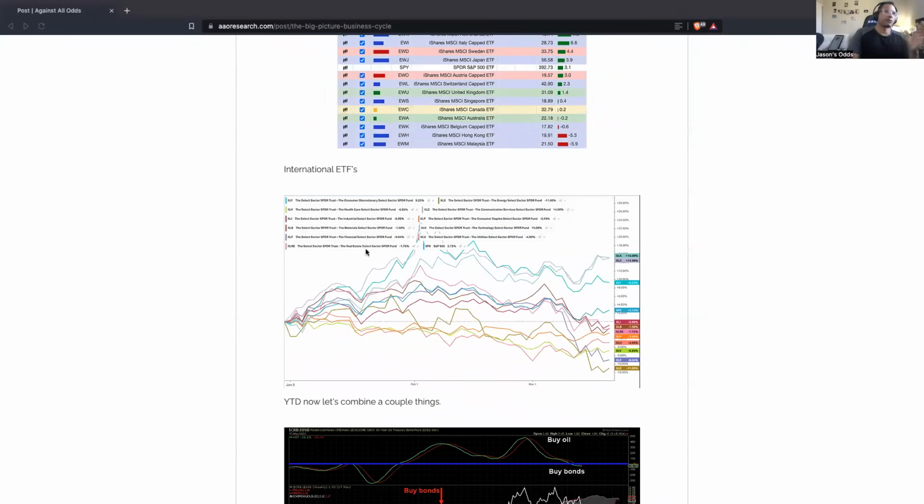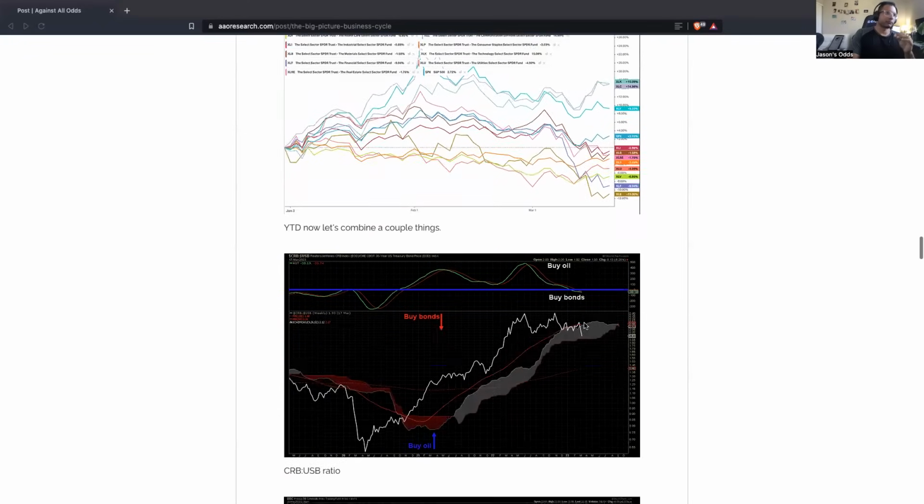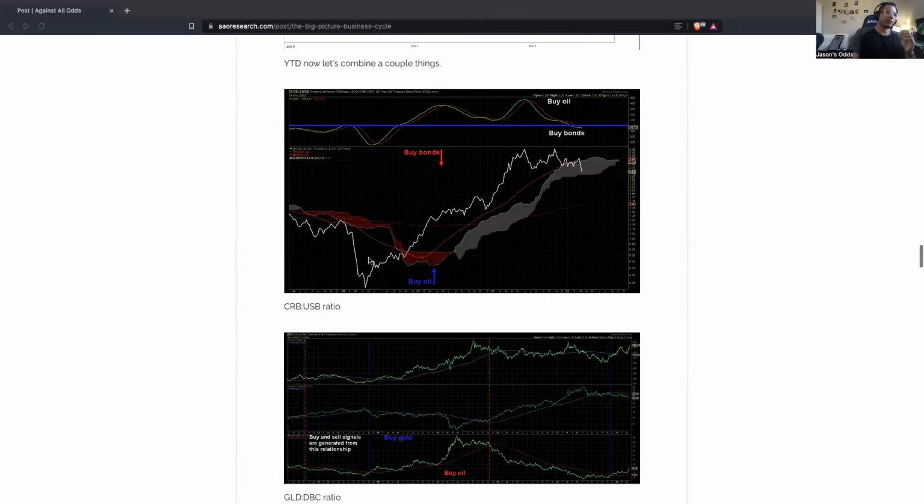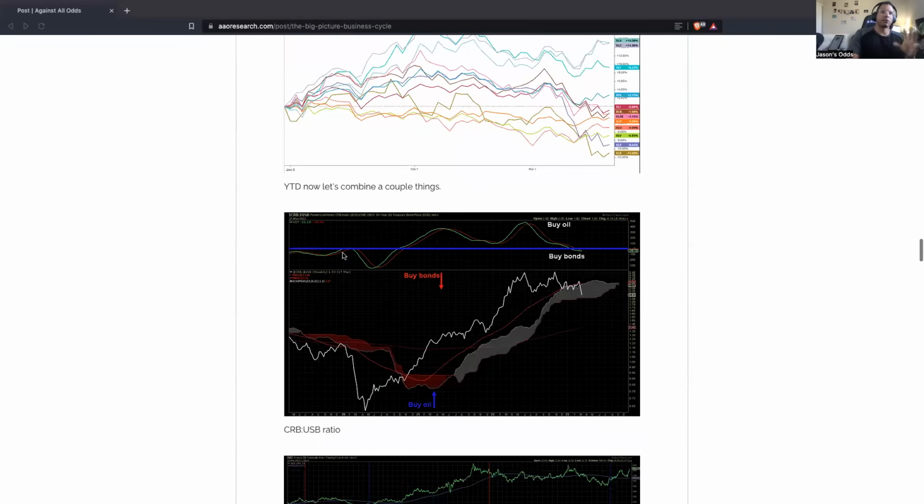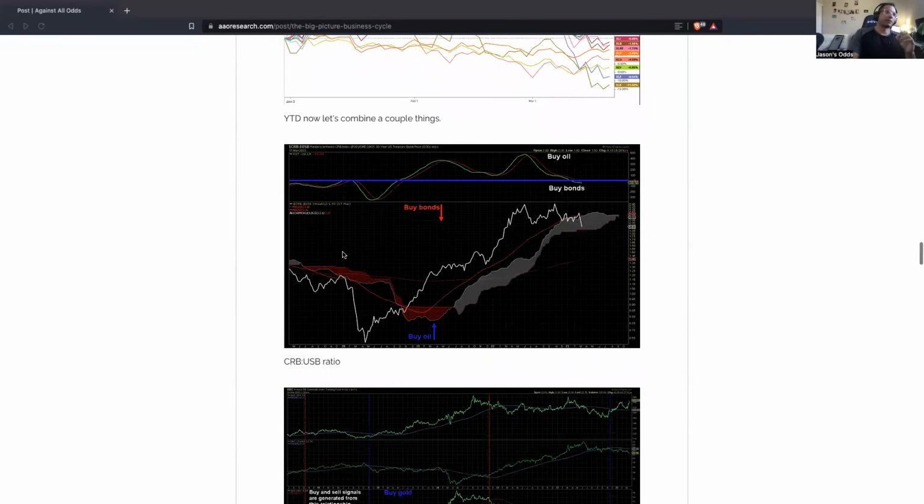Year to date, these are all the sectors. Once again, same thing. We went over it a little bit earlier, but tech is leading the way. This is now, I've said let's combine a couple things. Now we see the relative strength. We went up over the cycles just a little bit. Now let's look at the CRB USB ratio, meaning commodities to bonds ratio. So we're seeing commodities are still almost in an uptrend. I wouldn't exactly say that's something I want to be long of. It's basically breaking down here at the moment.